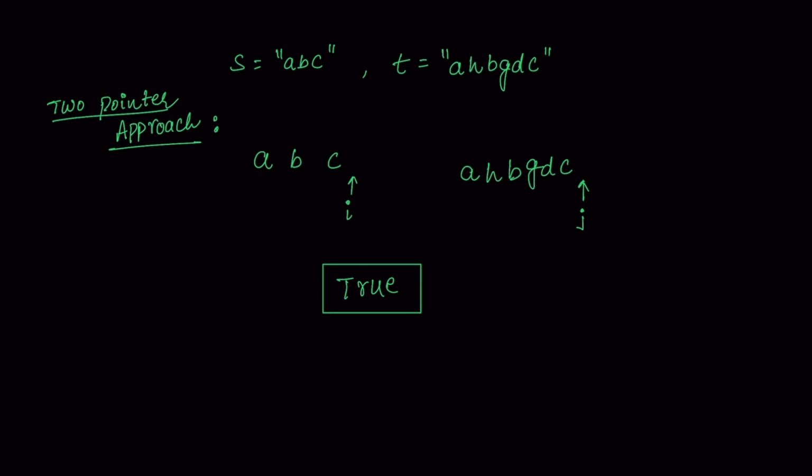So we return true only when the end of the S string can be reached by the given T string. Only in those cases we return the output as true. In this case the end of the string S can be reached, so that is the reason we are returning true, and it is irrespective of whether we are reaching the end of the string T or not.